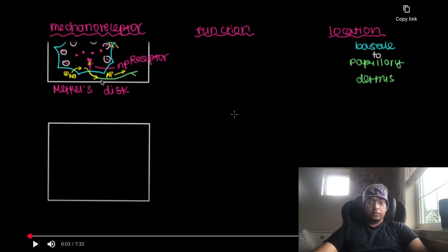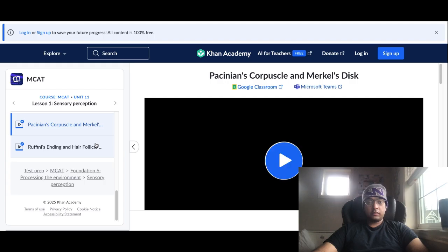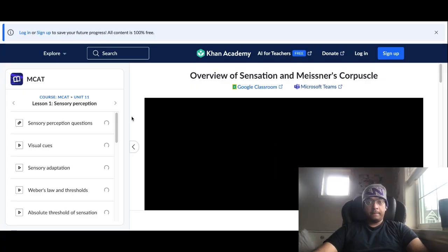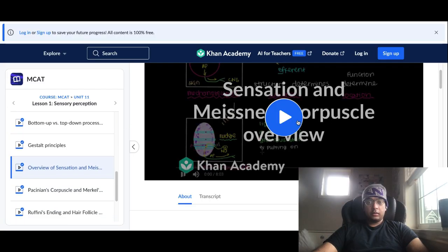So yeah, we have the Merkel's disc, which is the continuous. It has to do with those proteins, and they attach to the receptor, which causes the action potential to be afferent. This is in between the papillary dermis and the basale, so this is closer. And you know what? I'm going to go back to the videos starting from the top just so I can review. Always good to do it right after.